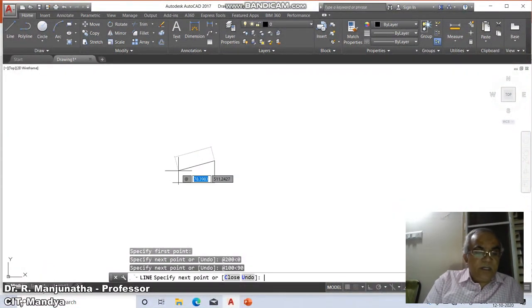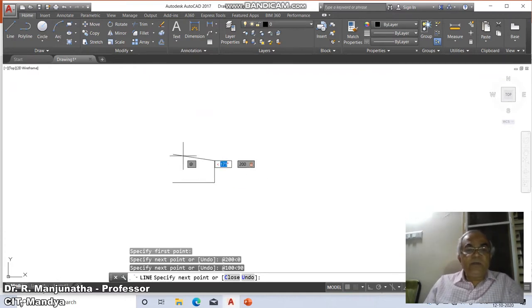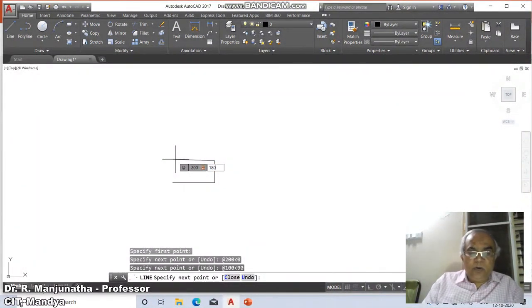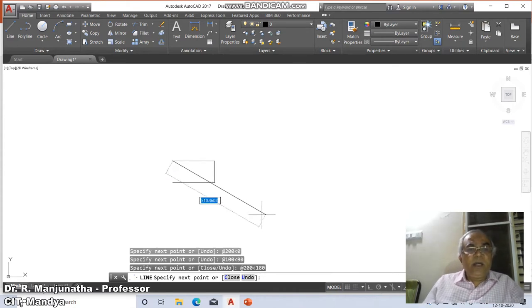Again at the rate 200 less than, since you are moving in the opposite direction of the UCS x-axis, will be, then the angle is measured in counterclockwise direction as positive and clockwise as negative. I will say at the rate 200 less than 180 or minus 180. And now you have this option. You have the close option.